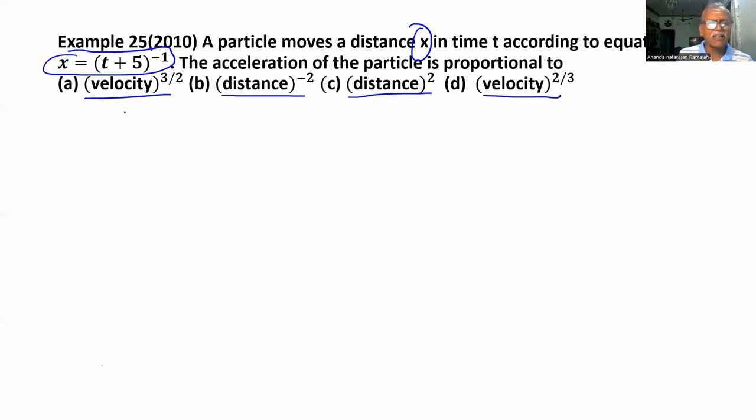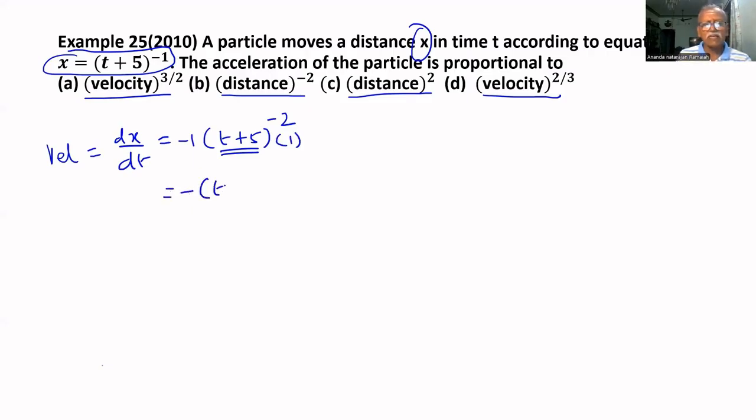How to find acceleration? We have to differentiate this twice because velocity equals dx by dt. We have to differentiate this t to the power minus 1, so minus 1 times t plus 5 to the power minus 2. If we differentiate a function of a function, it is not simply t; there is something inside, so we have to differentiate this once again. If we differentiate this, t becomes 1, 5 becomes 0, so multiplied by 1. So what you will get is minus t plus 5 to the power minus 2.